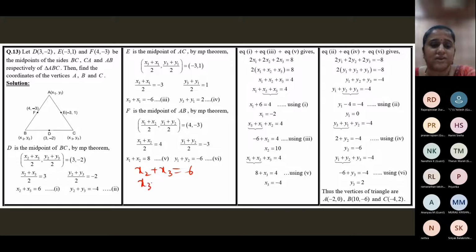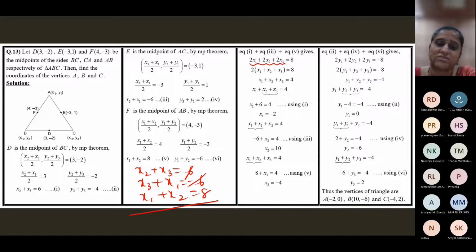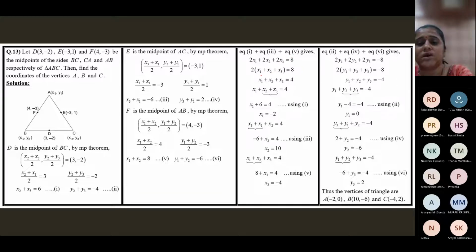So x3 plus x1 is equal to minus 6 and x1 plus x2 is equal to 8. Write them one below the other and add: x2 plus x2, 2x2; x1 plus x1, 2x1; x3 plus x3, 2x3. So 2x1 plus 2x2 plus 2x3 is equal to 6 minus 6 plus 8, and the 6 and minus 6 cancel out, so it is equal to 8. You have to add the LHS and the RHS. Take 2 common and you have 2(x1 plus x2 plus x3) equal to 8. So x1 plus x2 plus x3 is equal to 8 by 2, which is 4.